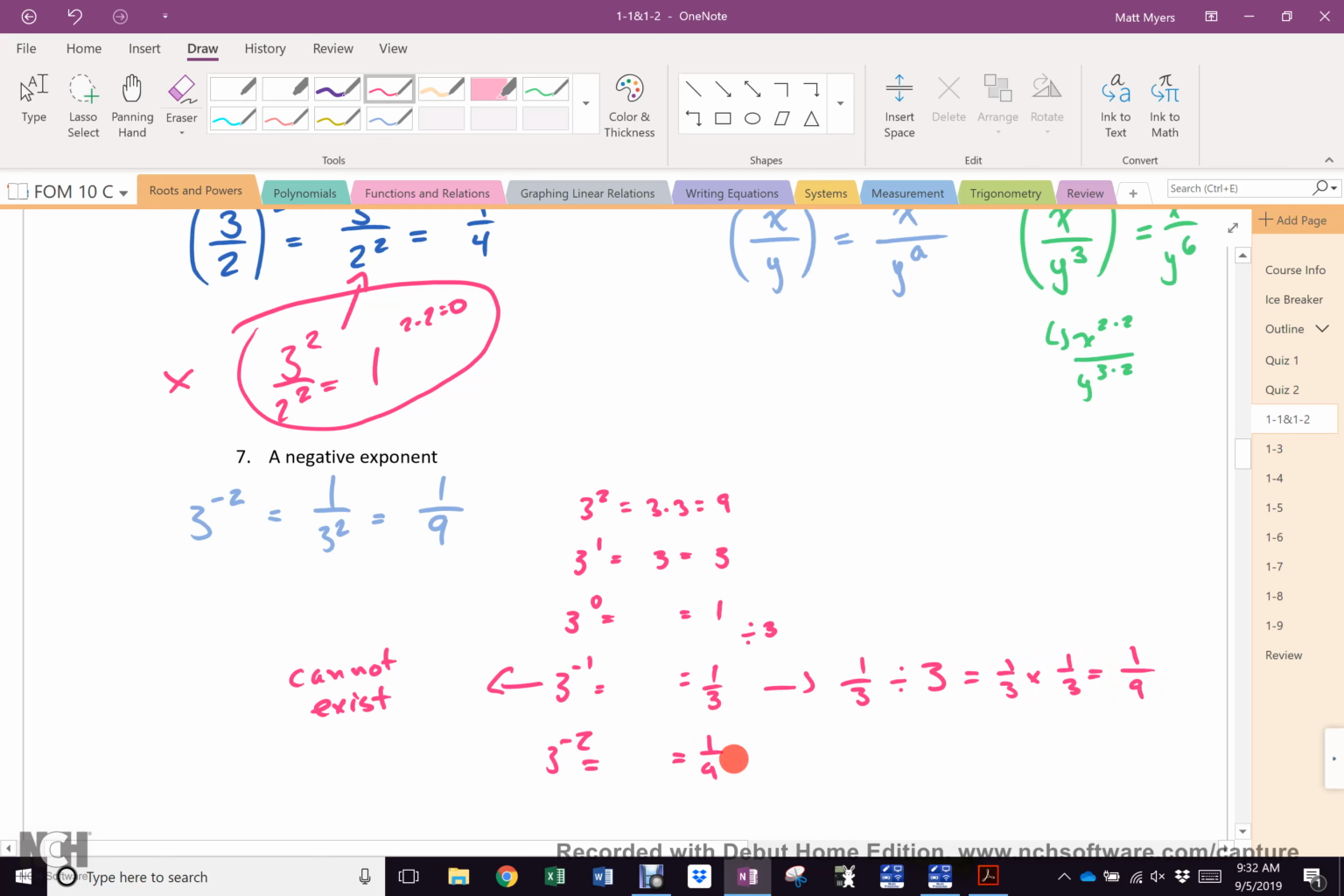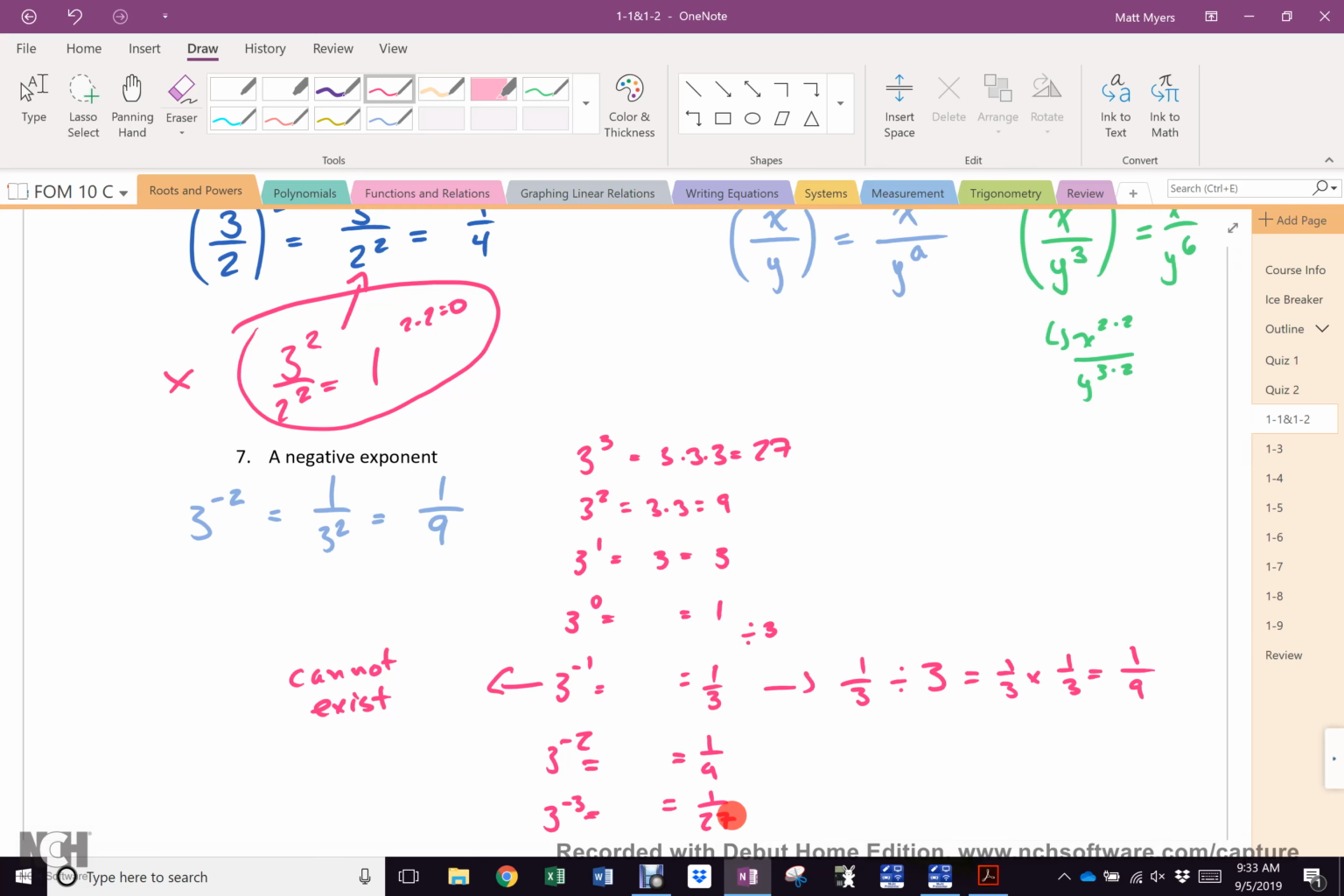So what goes here? 1/9. Now you should all notice something. 3 squared is 9, but 3 to the negative 2 is 1/9. Everybody see that? What is 3 cubed? 3 times 3 times 3, which is 27. So automatically, what is 3 to the negative 3? 1/27. Does everyone understand?